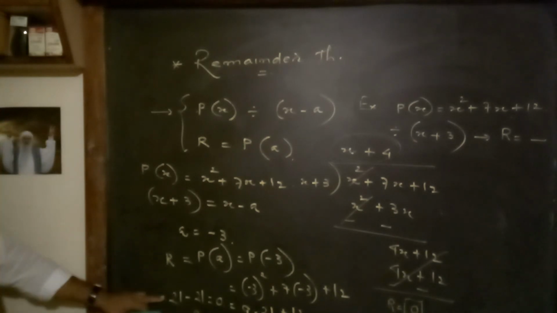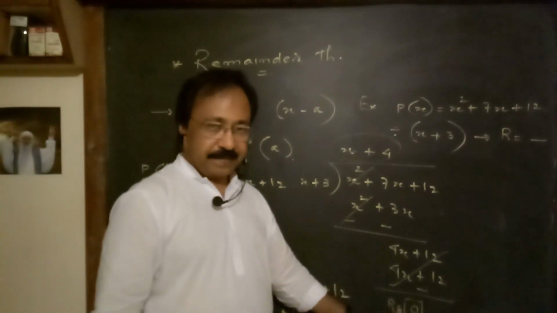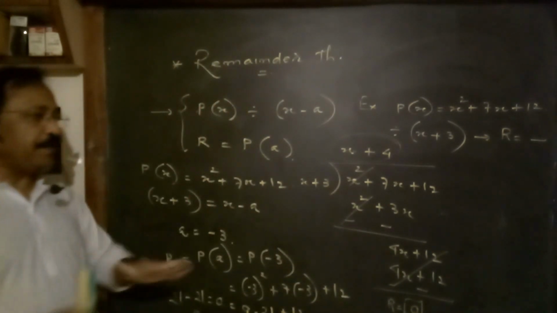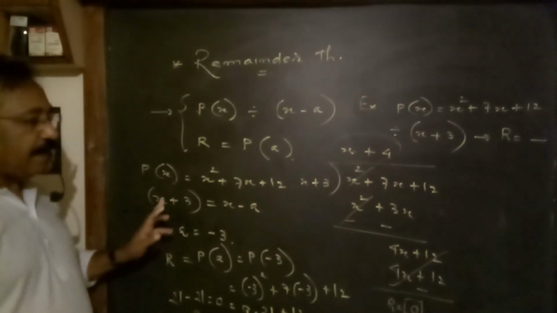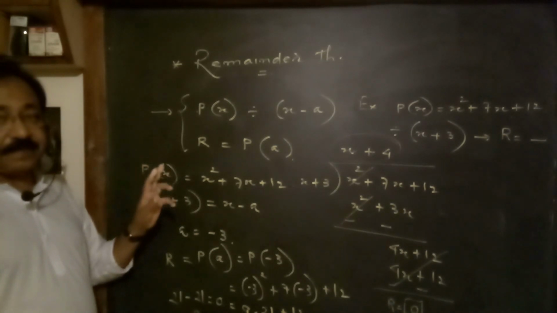So like this also we can find the remainder, and by using the long division method also we can find the remainder. So this is the remainder theorem, but now in 10th standard we are not going to use this long division method. We are going to use the remainder theorem method, how to find the remainder of a given polynomial by using the remainder theorem.